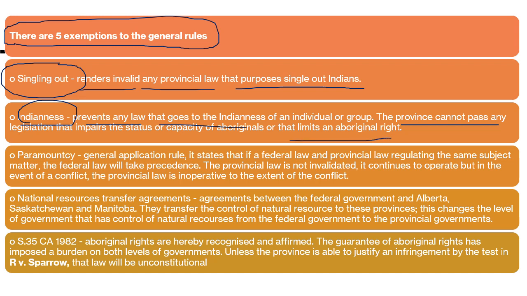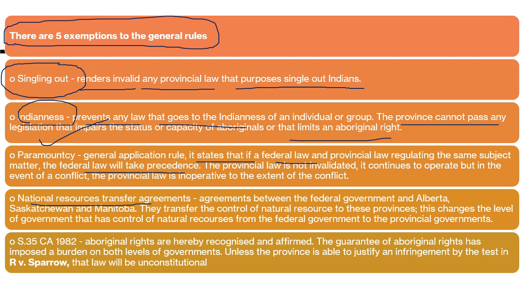Third is paramountcy. So as I told you earlier, the general rule is that federal law will prevail. So if a federal law and a provincial law regulate the same subject matter, the federal law will take precedence as per paramountcy related to indigenous law.